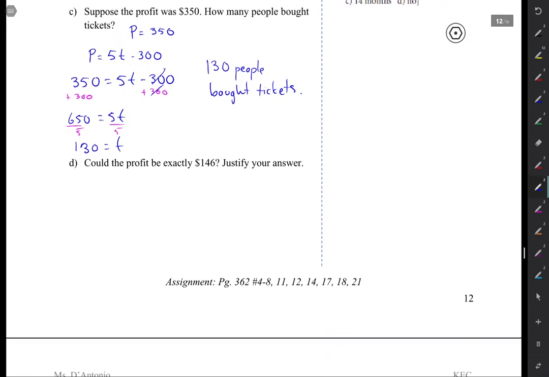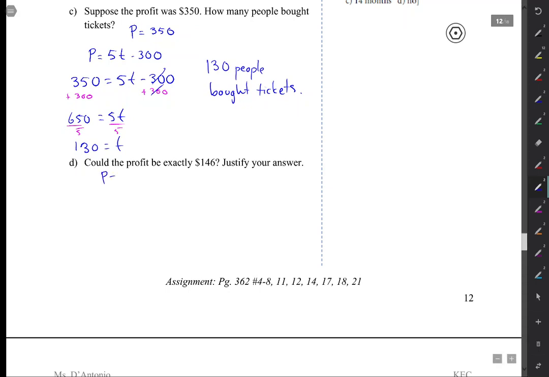Finally, part D, it says, could the profit be exactly $146? Justify your answer. Well, let's see. Let's plug in P is 146. So then we're going to have 146 is equal to 5T minus 300. So then we'll add 300 to both sides of the equal sign, plus 300. So then we would have 446 is equal to 5T.